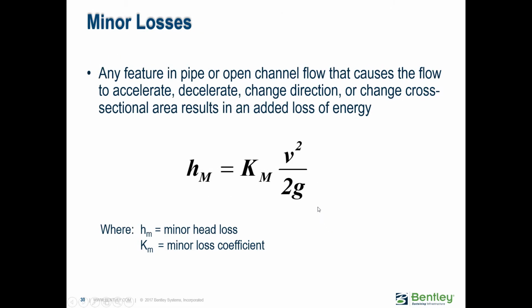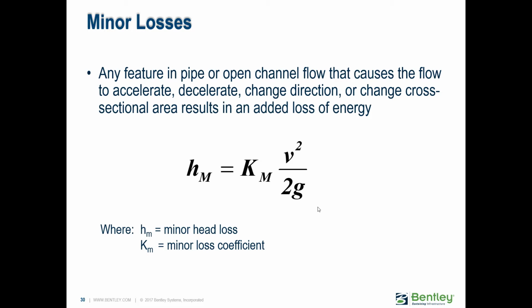All right, so we've basically established that most of the time we're going to be using Manning's. You're going to be using Manning's in the US. And so that takes care of figuring out the head loss due to friction. But there's also the possibility of minor losses. Anything that exists in a pipe or in an open channel that can cause the flow to accelerate, decelerate, change direction, or change cross-sectional area results in an added loss of energy.